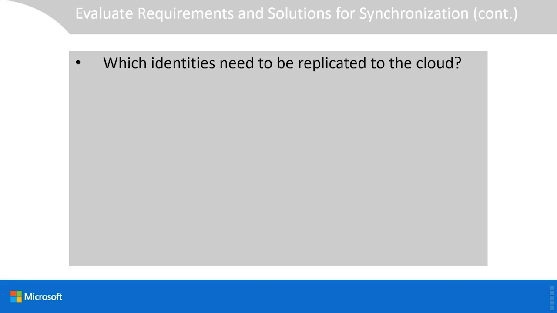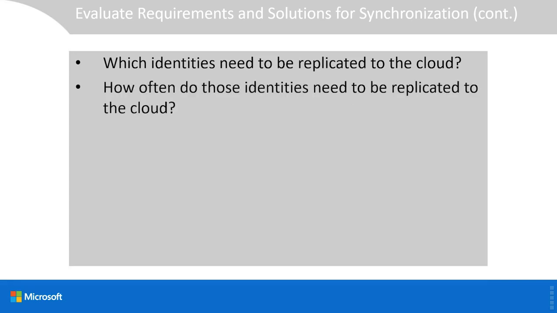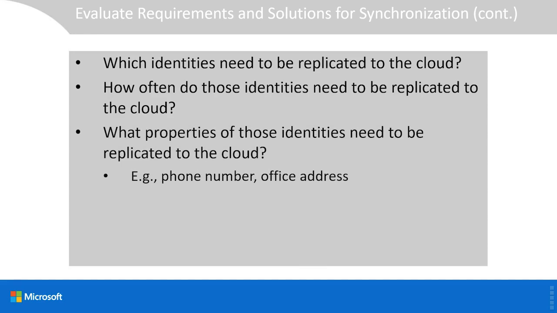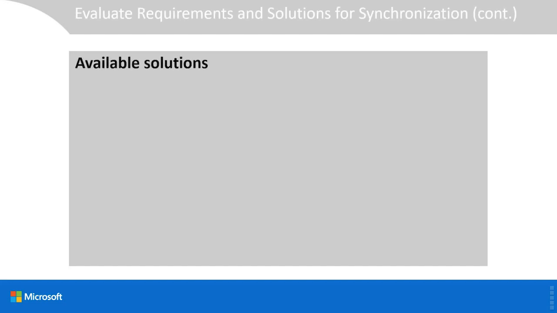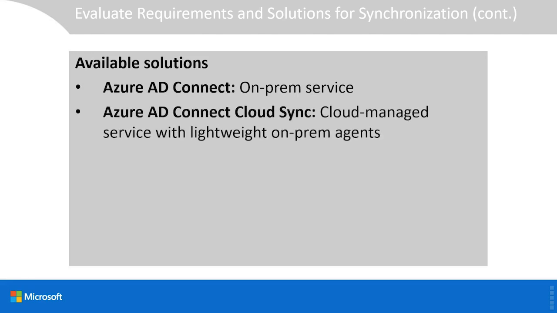cloud. So when you're determining the appropriate technology, some questions to ask include which identities need to be replicated to the cloud and how often do they need to be replicated to the cloud. Also, what properties of those identities do you want to replicate to the cloud? Of course, you're always going to replicate the user ID itself, but do you want to replicate additional things like phone number, office address, and so forth? And for the remainder of this lesson, we're going to talk about a couple of available solutions that you might use. Azure AD Connect, which runs as an on-prem service, and Azure AD Connect Cloud Sync, which is largely a cloud-managed service, though it still has lightweight on-premises agents.